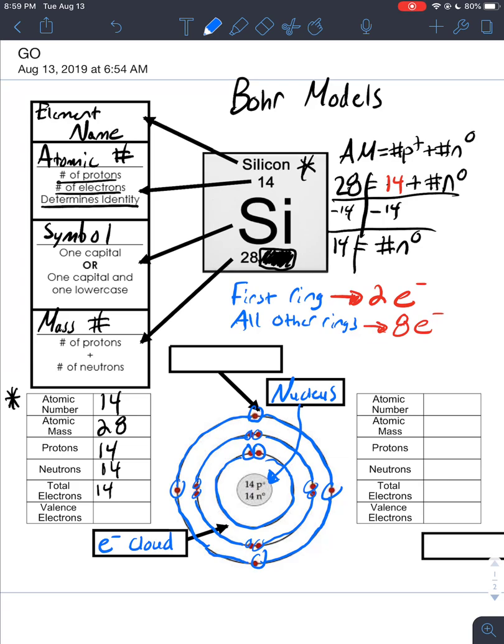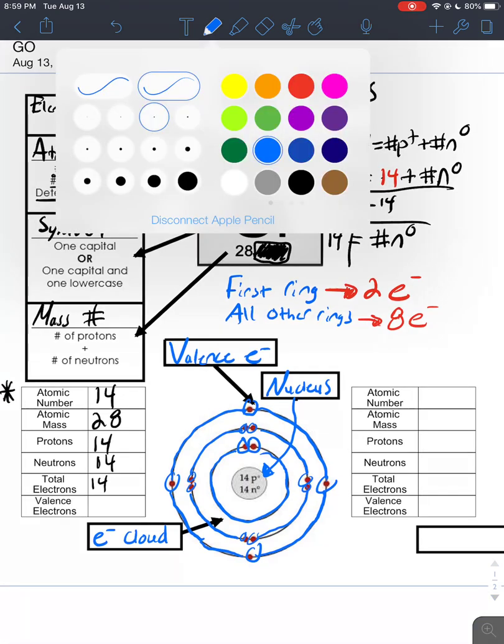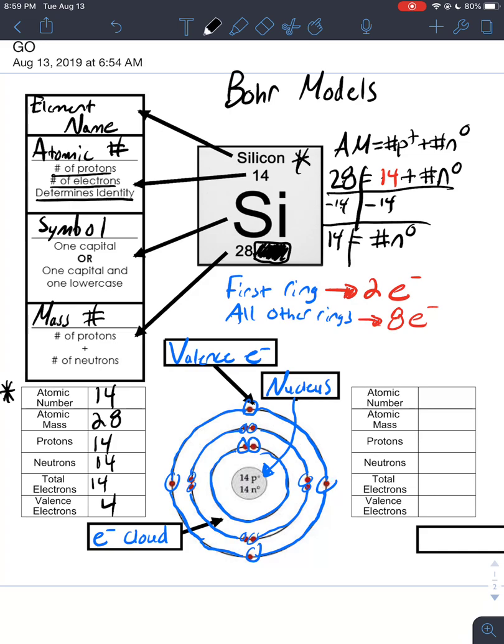These electrons on the outermost ring are special. These are called, and use this box, valence electrons. Valence E minus, you can abbreviate. Valence electrons are the electrons that are on the outside of the atom. They're on that outer ring. We have 4 in this case. Okay, so I'm going to come with my marker. I'm going to turn it back to black. And I'm going to draw 4 right there. There are 4 valence electrons in silicon.